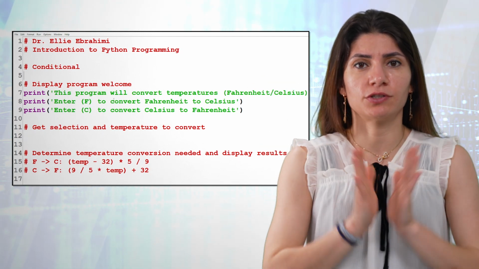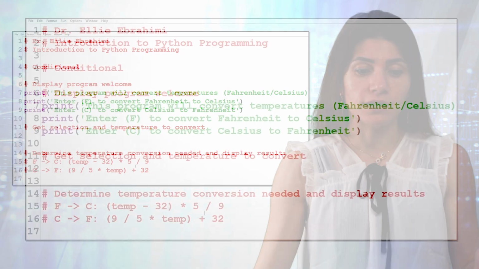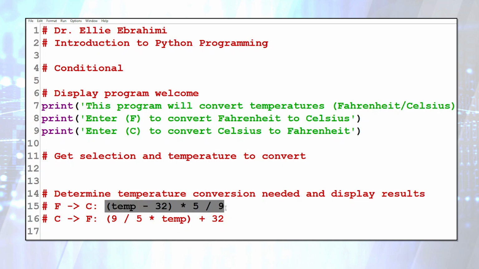Depending on their selection, we are going to pick one of the two paths that we have, and each one is going to have its own formula. That is why we have to know exactly what path we need to take, because it's going to pick a different formula for doing the calculation. If it's from Fahrenheit to Celsius, this is the formula we are using. If it's from Celsius to Fahrenheit, this is the formula we are going to use. And this is the temperature that the user puts in to do the calculation.